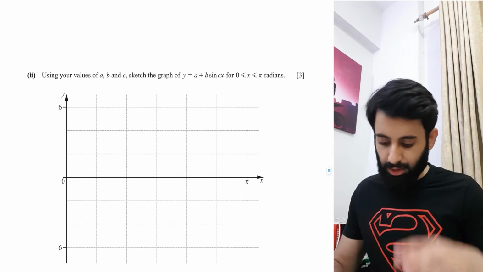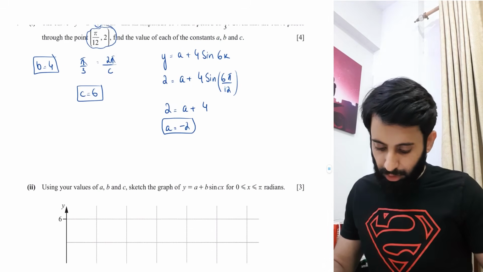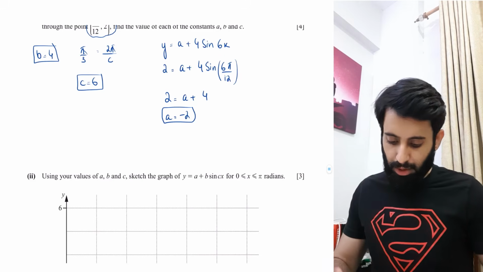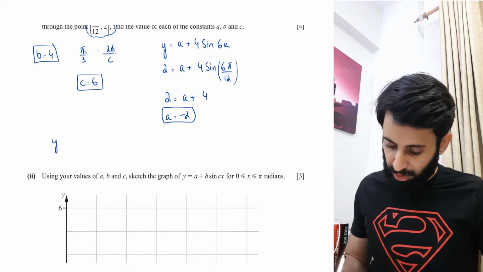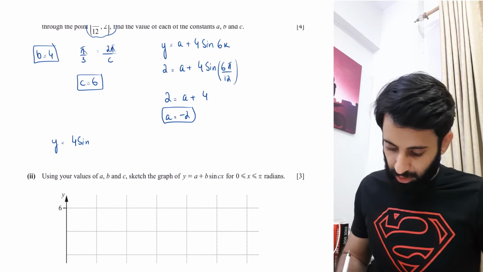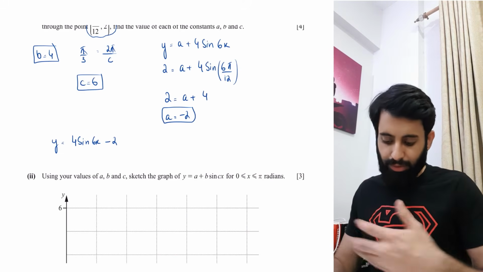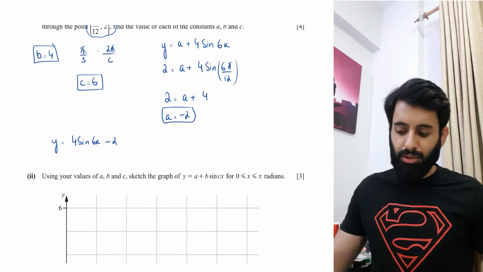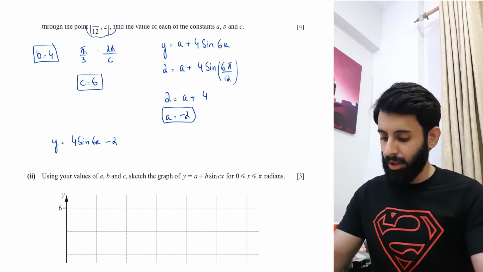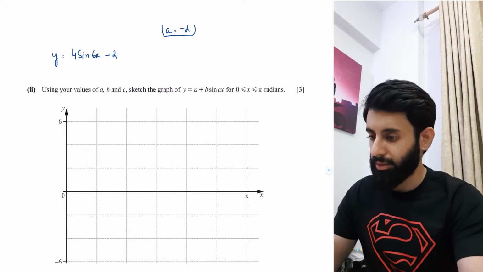Okay, now this is the interesting part. Over here, you have to sketch the graph of y is equal to a plus b sine cx. And what I'm going to do is I'm just going to complete the equation. So 4 sine 6x minus 2. You can see that I've written 4. I've rearranged this just so that it makes it easier for me to plug in, because this is the way that we're normally used to dealing with equations of trigonometric graphs.